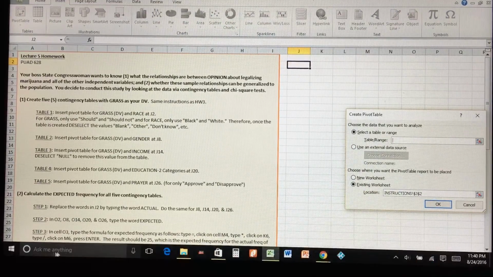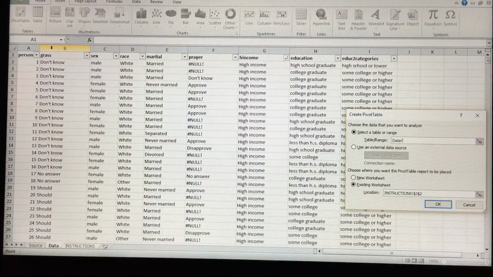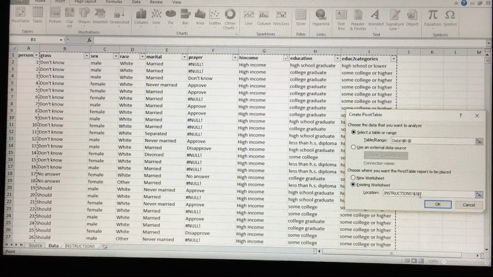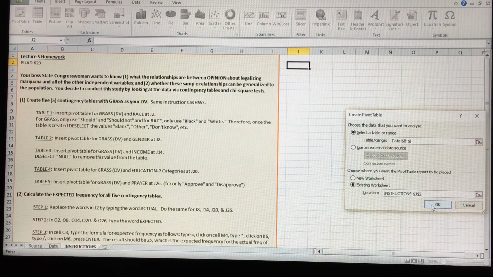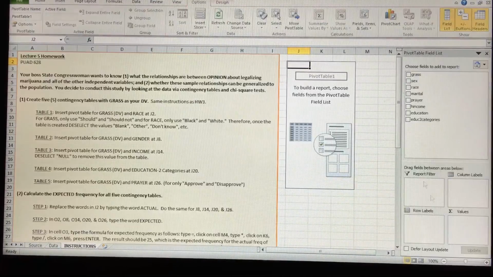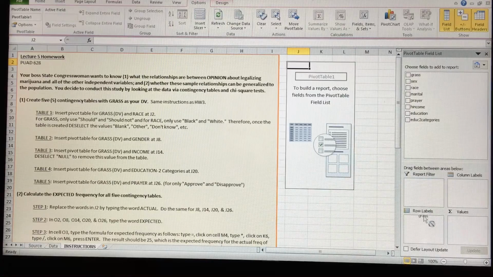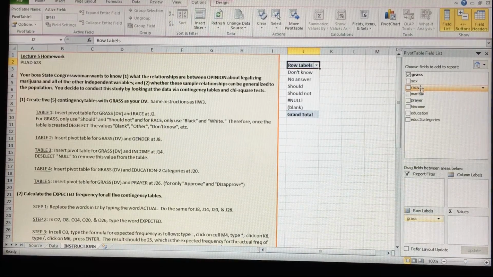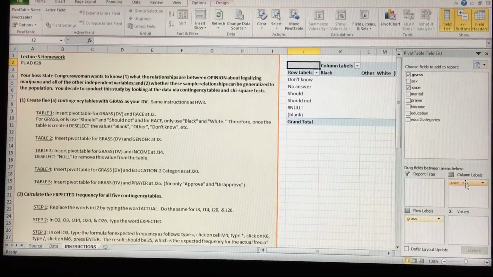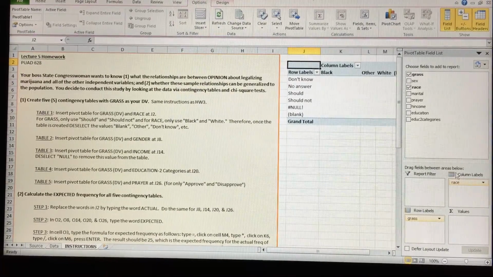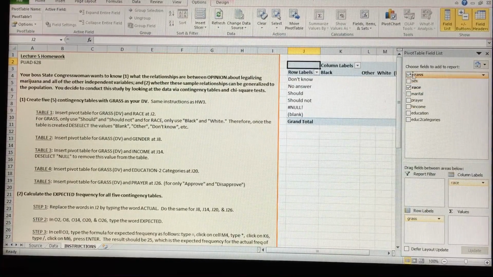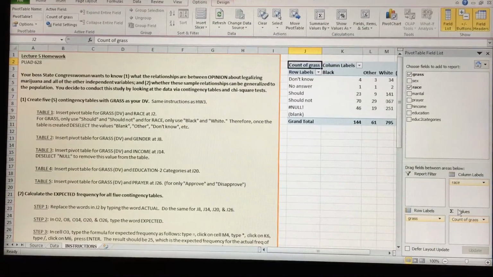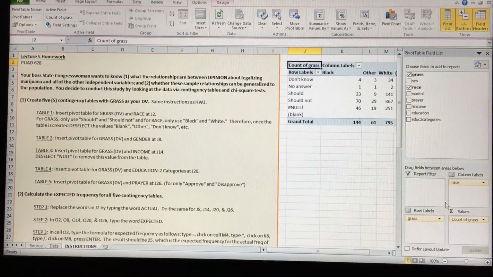Let's do it. I'm going to select all of this because I can. That's why I'm doing it. Oh, look at that. J2 is already there. Isn't that awesome? All right, we're going to make grass our row because it is our dependent variable. And we are going to make race our column, because it cannot be dependent on something, our independent variable. And we're going to take either of those, grass or race, and make it our value.